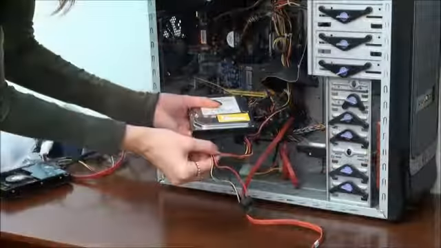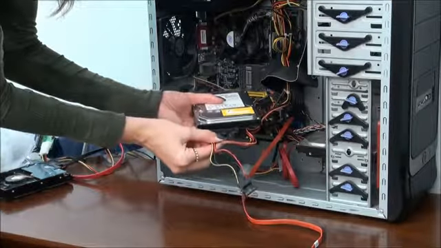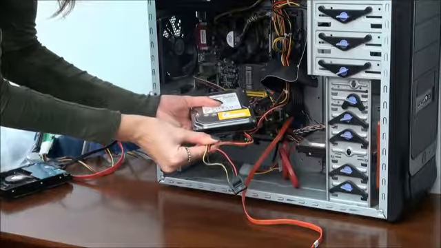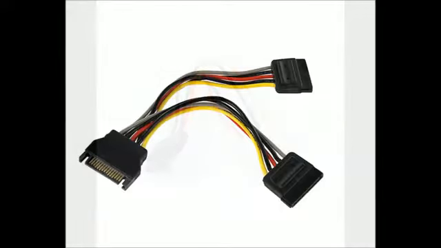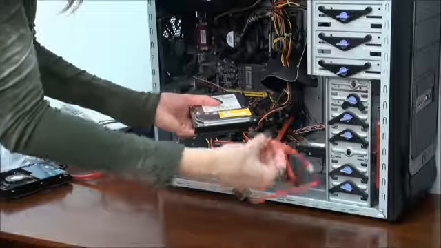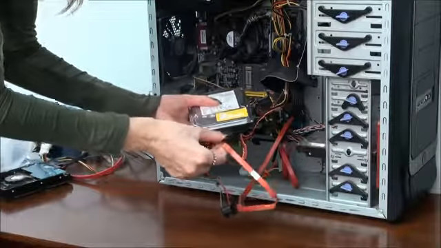Find a free power cable connected to a power supply unit in your system block. If your system block doesn't have a power cable with the SATA slot, you should use an adapter. If you don't have enough power cables, you can use a splitter. Connect SATA cable to the hard drive. Now the disk is connected.